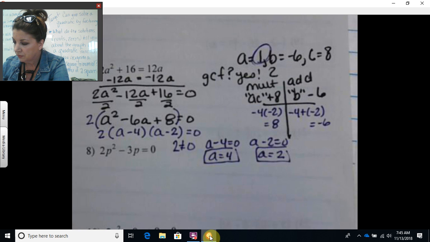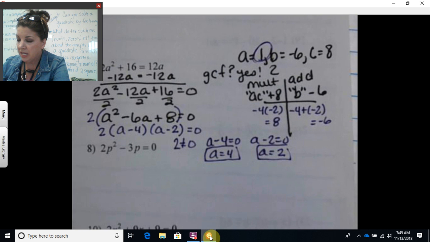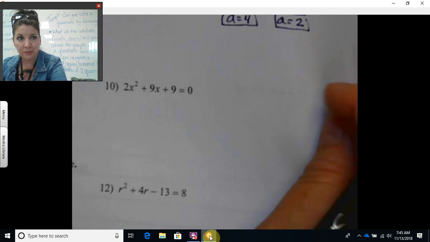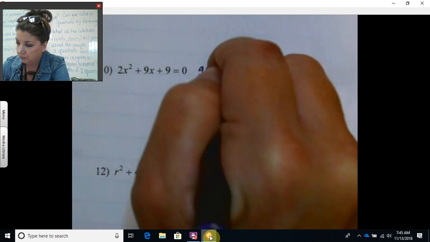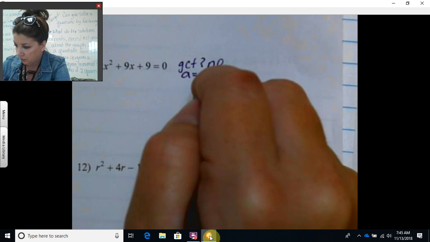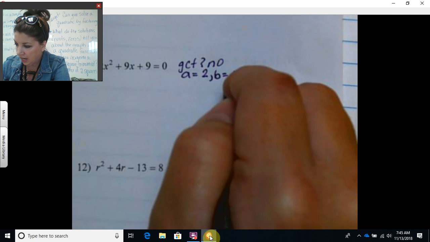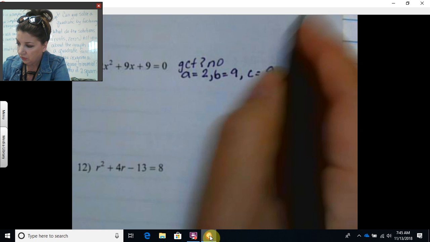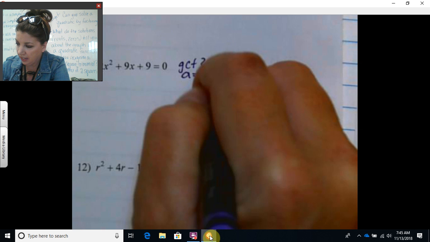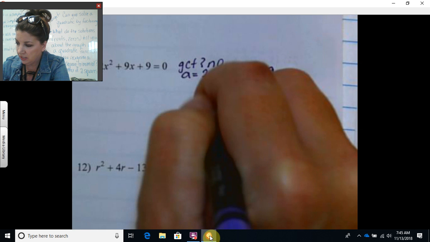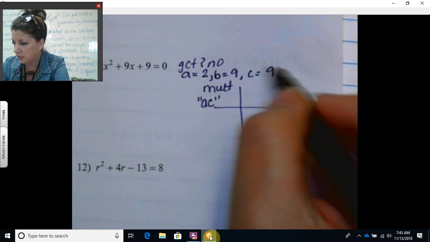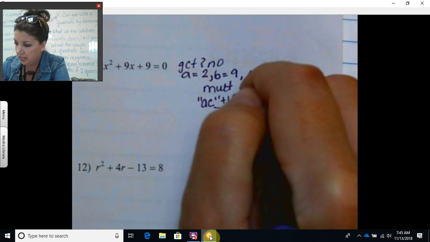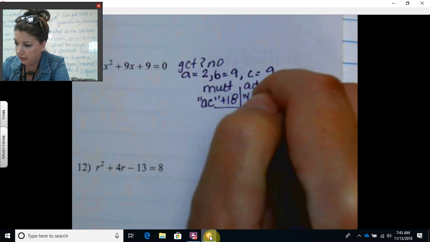All right, let me do number 10 and then I'll be finished factoring. Number 10, it's already set equal to 0 and in standard form. Yay. Is there a GCF? No. All right, so then I can go right to my T-chart. What is A? 2. B is 9 and C is 9. So I need two numbers that multiply together to give me A times C, which is positive 18. And on the right side, I want those same two numbers to add to give me B, which is positive 9.